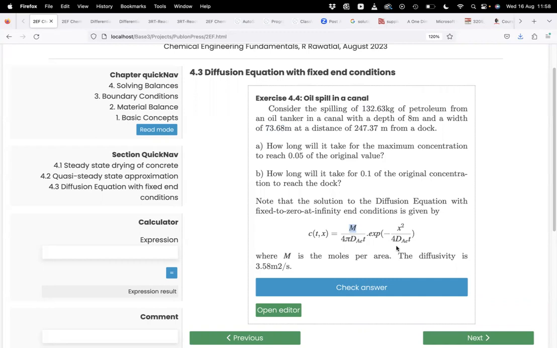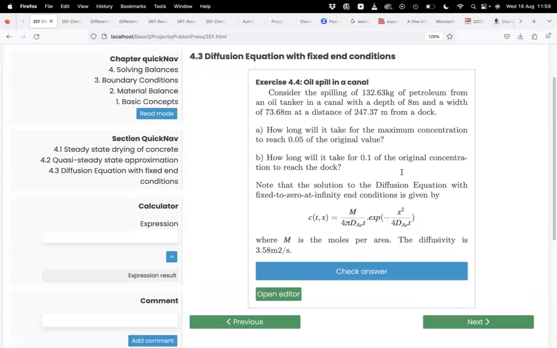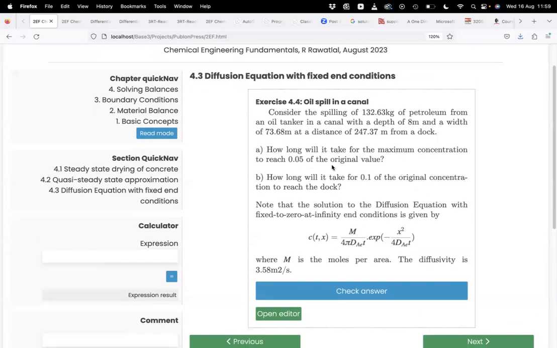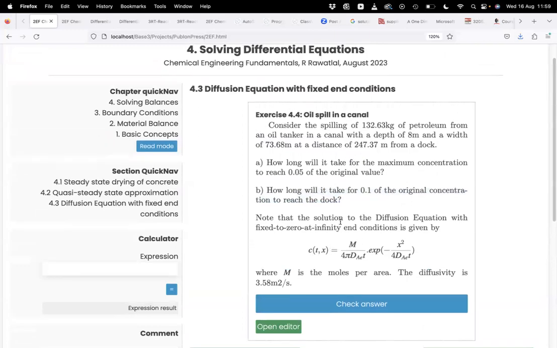If you look at what else is in this equation, there is a diffusivity here. So this D_AB, which is given with the question. So D_AB is known. The only other variables then are x and t. So if you pick a point, right? So for instance, here, we'll come back to this one, but here it's asking how long will it take to reach the dock? And the dock is that distance away. Well, let me not go ahead and answer these questions using this solution and the specifics of the problem.